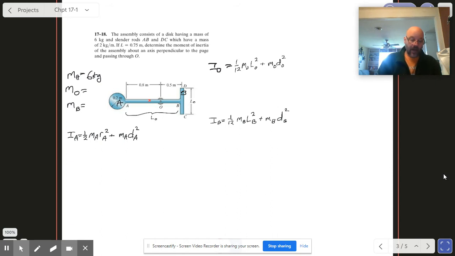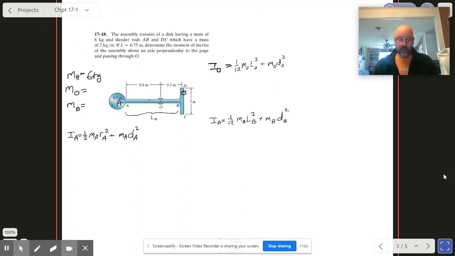Now I have chosen to call this disk A, to call this rod O, and to call this rod B. That was my arbitrary choice. It worked for me to make things just a little bit simpler. So we need to get the masses, M sub A, M sub O, and M sub B. And M sub A is easy. It tells us that right inside the problem there.